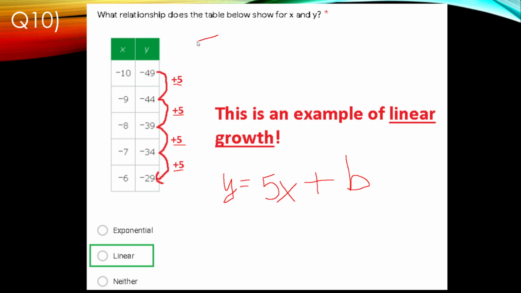And if you wanted to test if it was exponential, remember, another way you can do this is you should see that if you multiply the same number over and over again, then that would be an exponential. But this is linear, we're adding the same number over and over, so if you want to know more about that, take a look at some of the videos I made earlier this week.